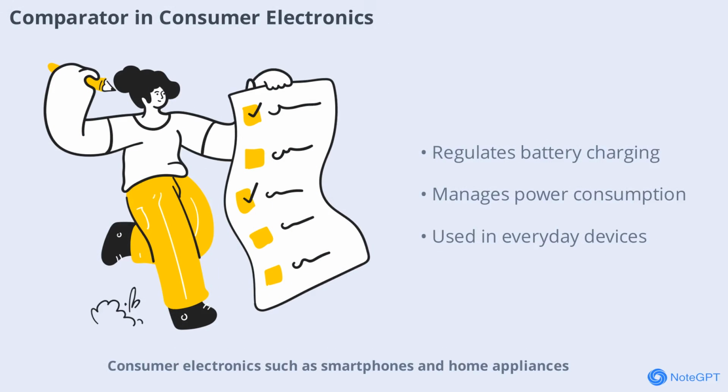Consumer electronics such as smartphones and home appliances use comparators for various control and monitoring tasks. For instance, a comparator might help regulate battery charging or manage power consumption. Their versatility and reliability make comparators a staple in everyday devices.